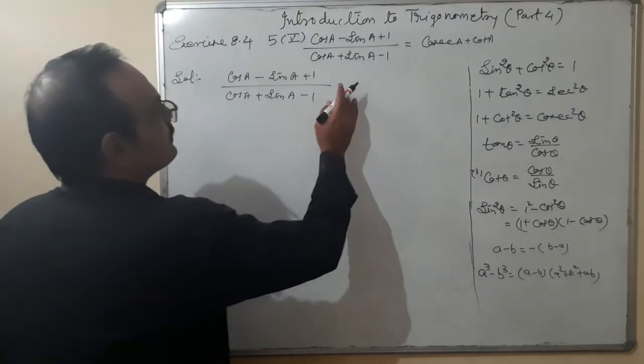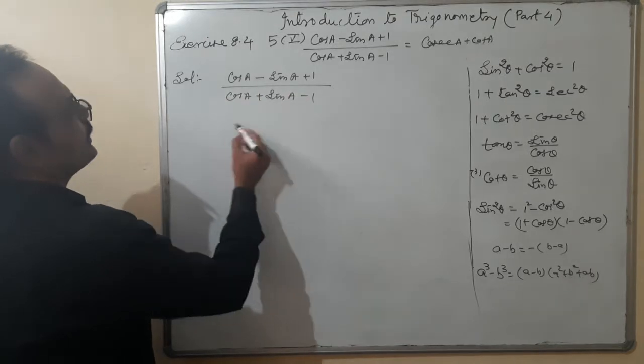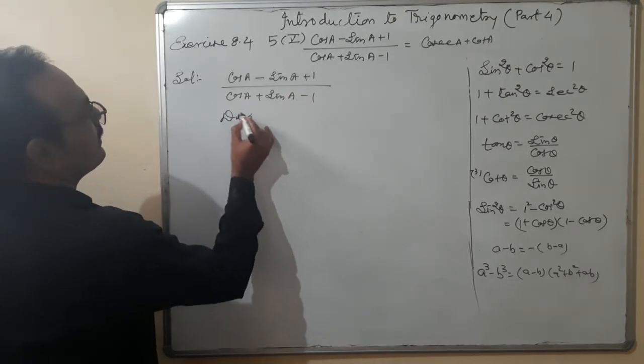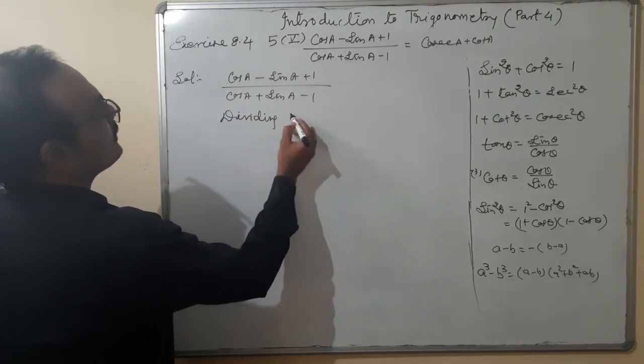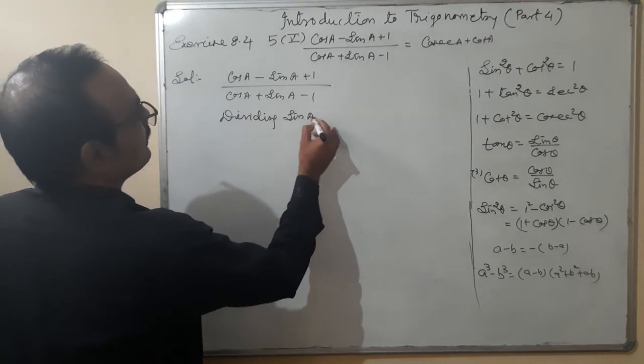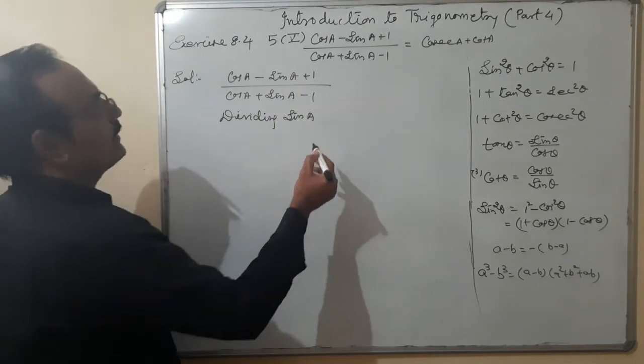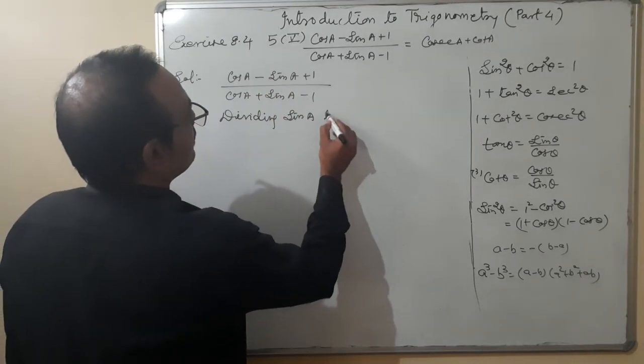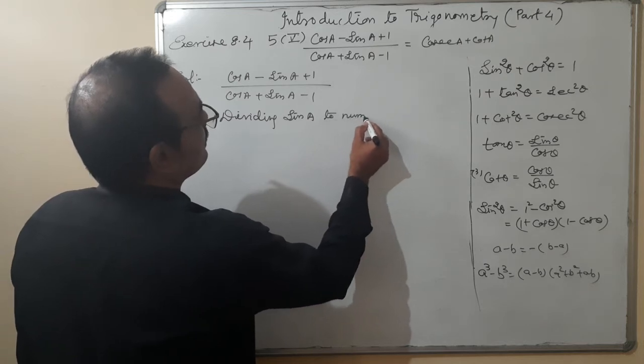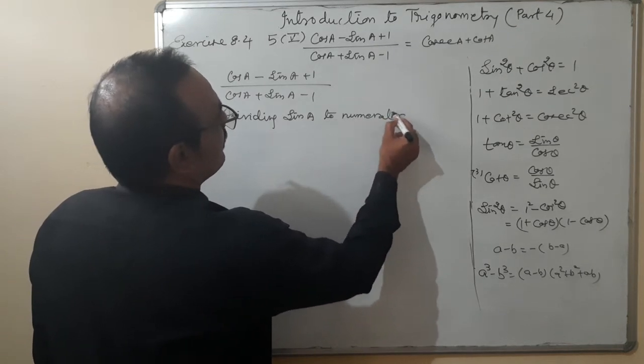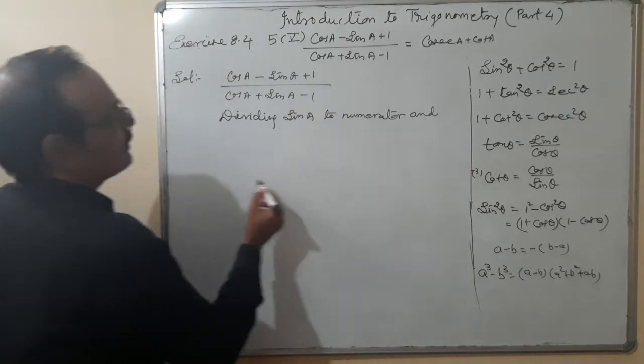So here what should I do? Dividing by sin a to numerator and denominator.